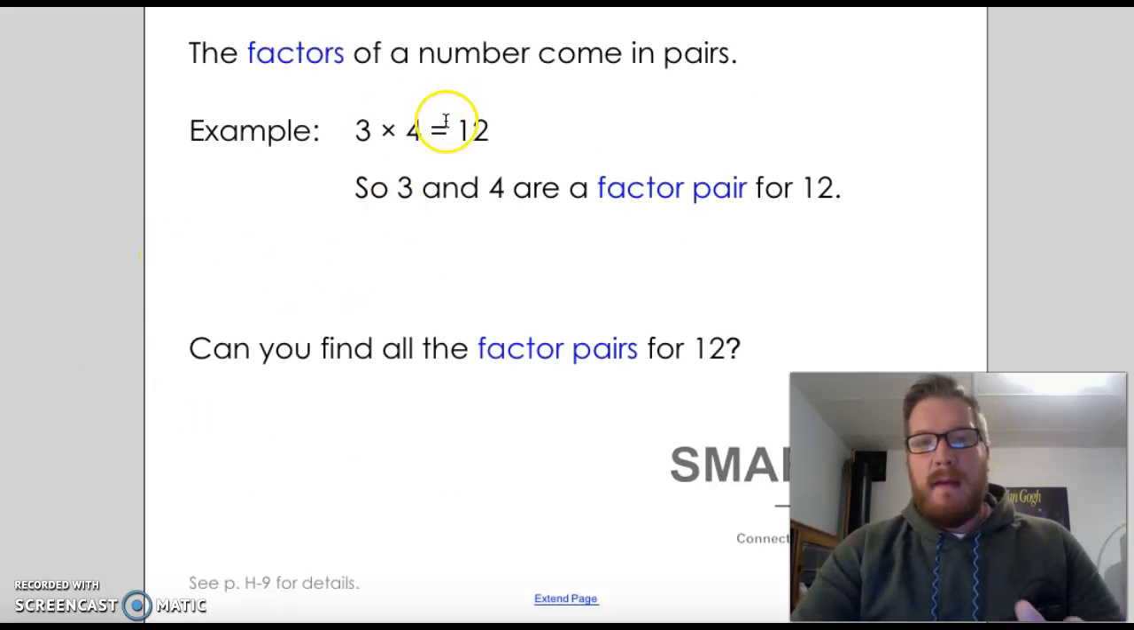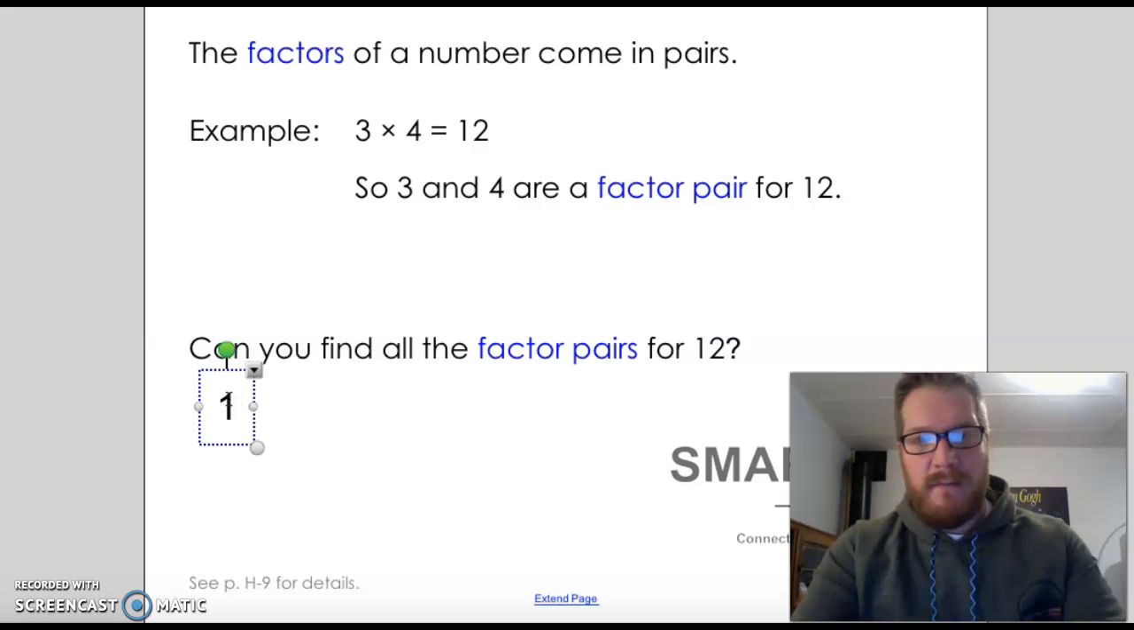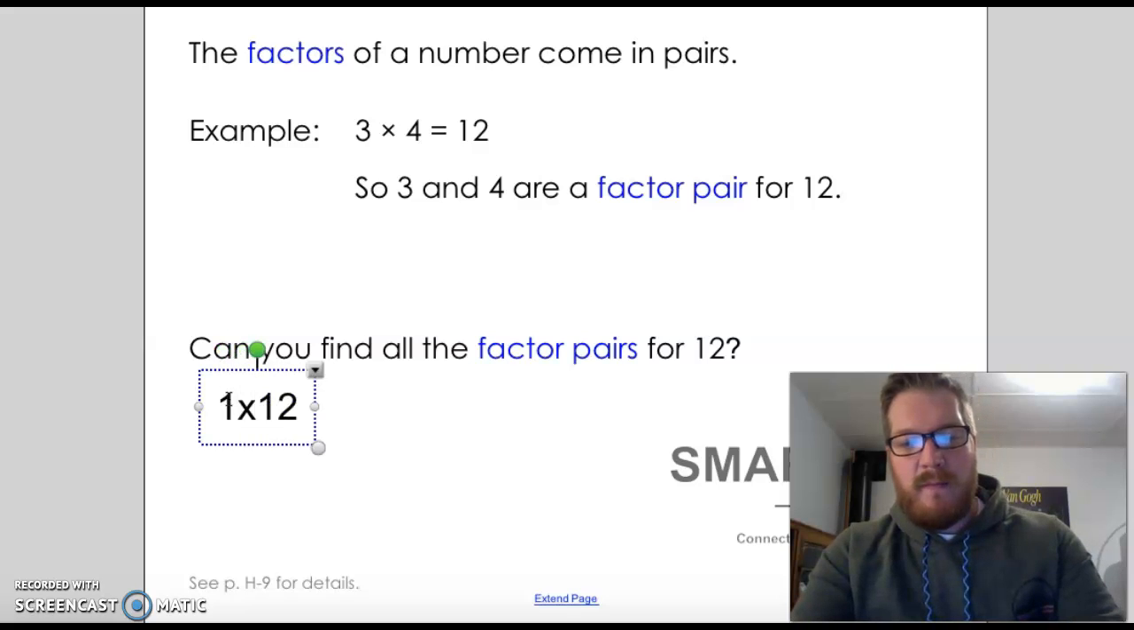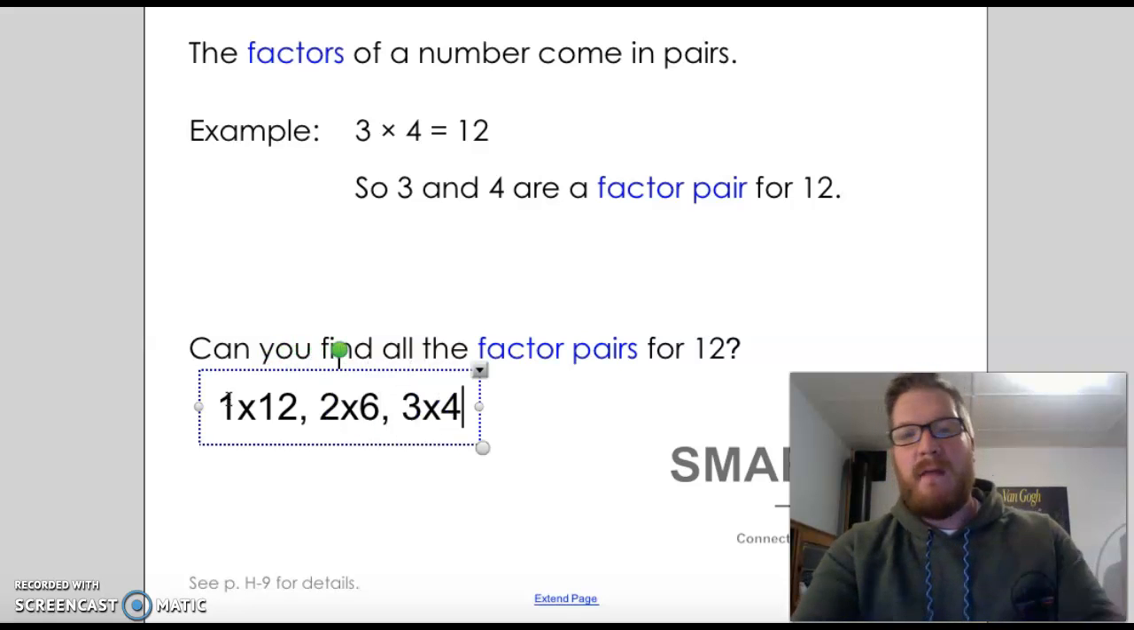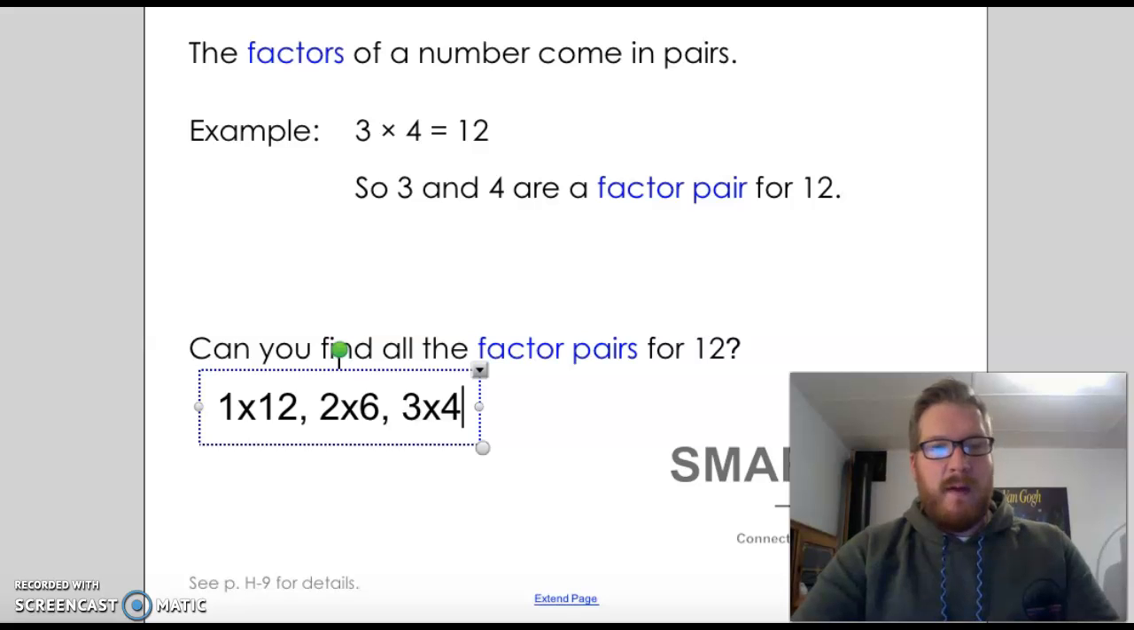All right. So factors of a number, we've talked about this a couple times already, come up in pairs. So 3 times 4 is 12, so 3 and 4 are a factor pair of 12. Can you find all the factor pairs of 12? We've kind of done this a little bit already. So we have 1 times 12, so 1 and 12 are factor pairs, 2 and 6, and then obviously 3 times 4. Those are all the factor pairs for 12.